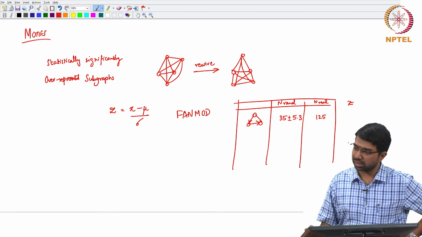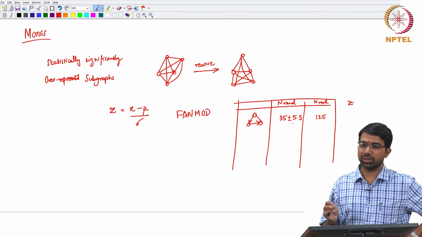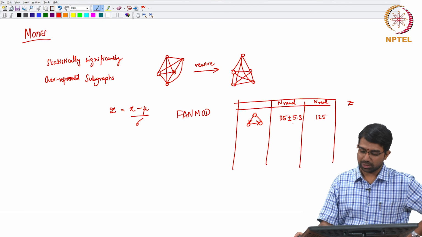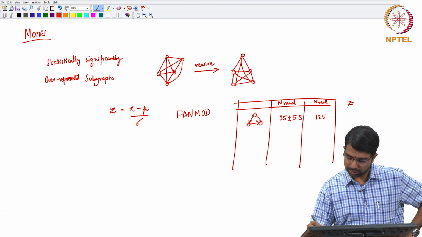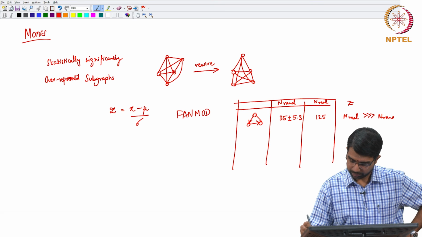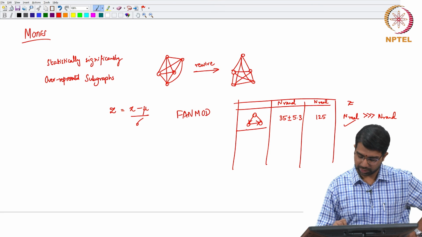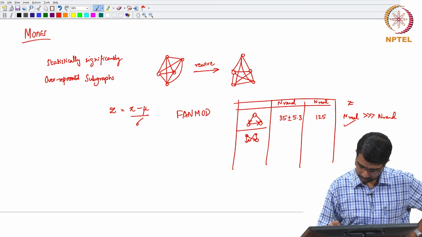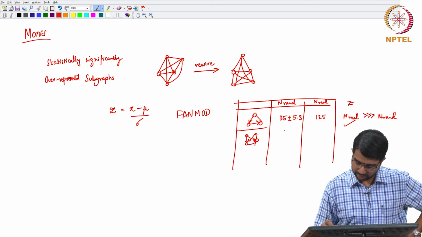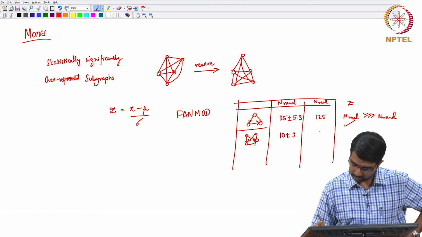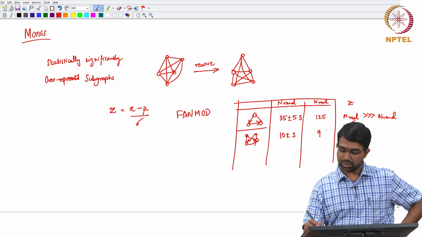So, would you say this is statistically significant? It is 35 plus or minus 5.3 or whatever. So, it is a tight distribution around 35 and the real value is way off, it is 125, which is much greater. So, you will say that this is a statistically significant motif, and let us say there is another motif, and you find that the random count is similar, so you will say that this is not significant.